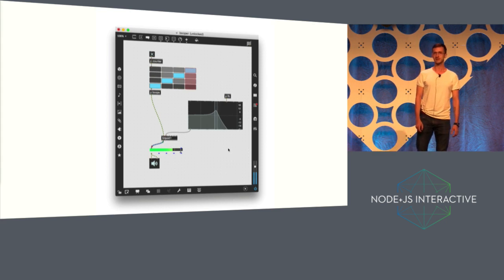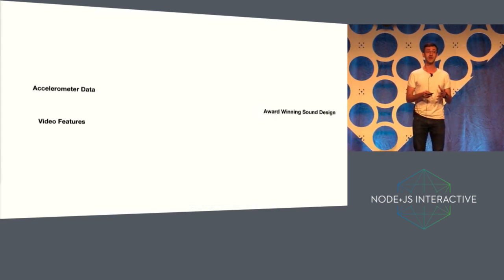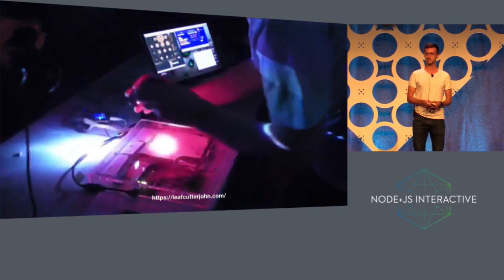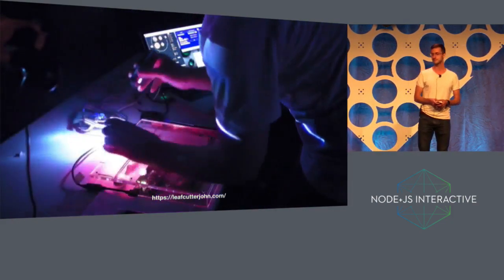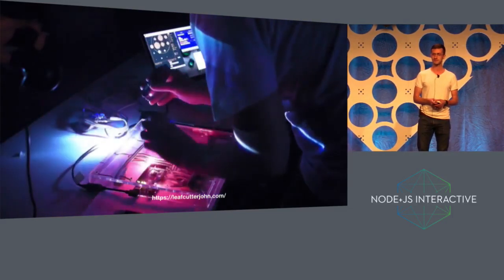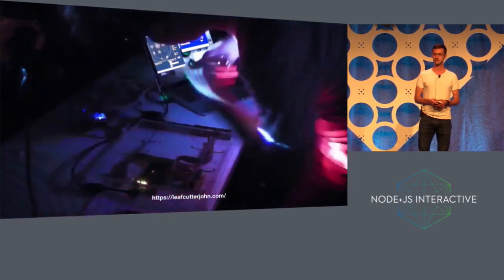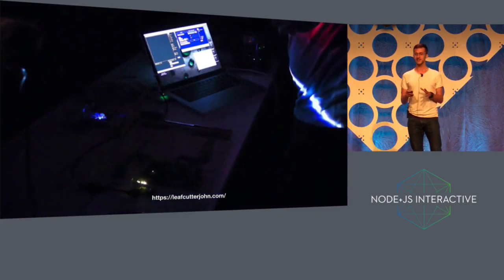So Max really excels in environments where you have these data streams, for example, accelerometer data or maybe extracted video features that you want to map to some kind of rich media output, where the mapping between these two domains is a space where you can exercise a lot of creativity. So for example, this is an instrument made by an artist called Leafcutter John. As you can maybe see here, he's got a few light sensors attached to this piece of plastic, and he's designed an interactive system that plays different sounds depending on where light falls on each sensor.